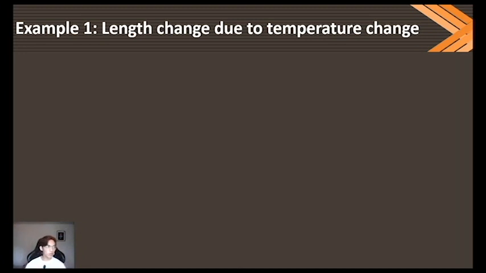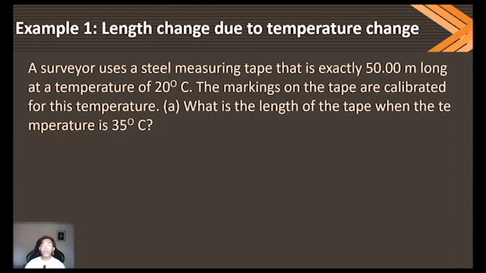Get your calculator. Problem number one states that a surveyor uses a steel measuring tape that is exactly 50.00 meters long at a temperature of 20 degrees Celsius. The markings on the tape are calibrated for this temperature. The question is, what is the length of the tape when the temperature is 35 degrees Celsius?